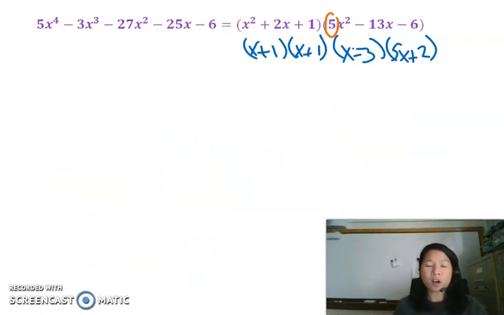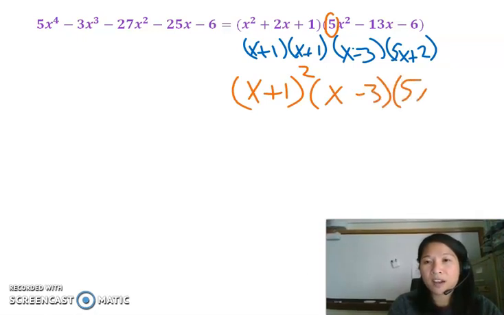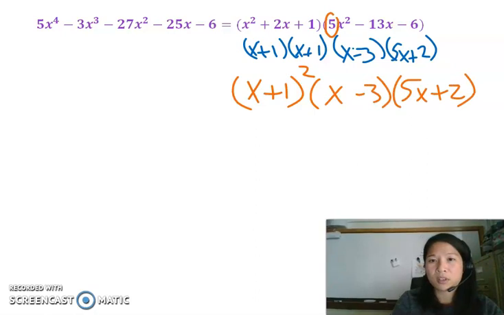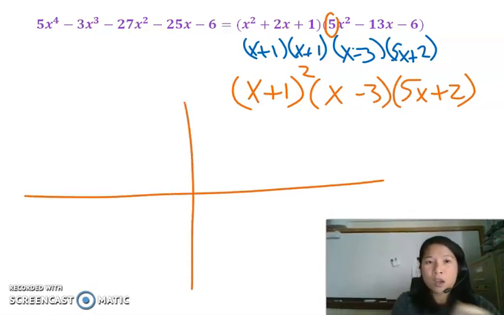Now that we have rewritten our polynomial in linear factors, we can go ahead and start graphing. But before we graph, hopefully you notice that we have a repeated factor. x plus 1 appears twice. So we can write it as x plus 1 squared times x minus 3 times 5x plus 2. All right, so let's go ahead and start sketching our graph.